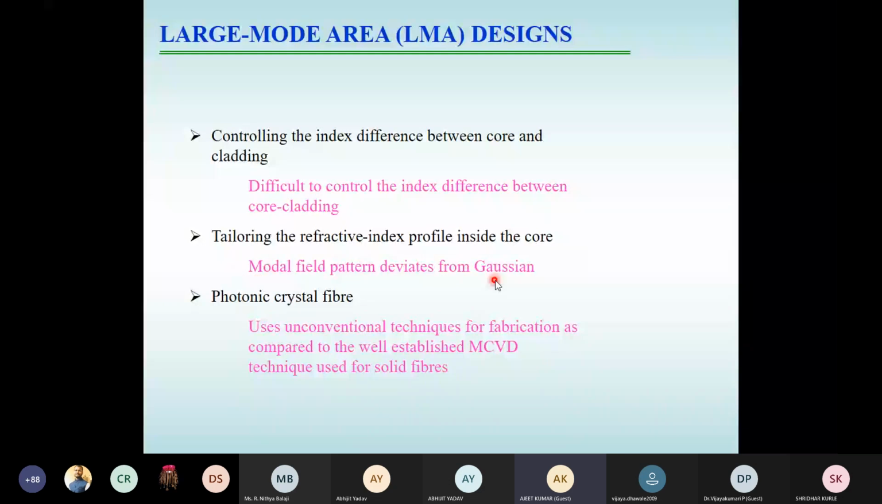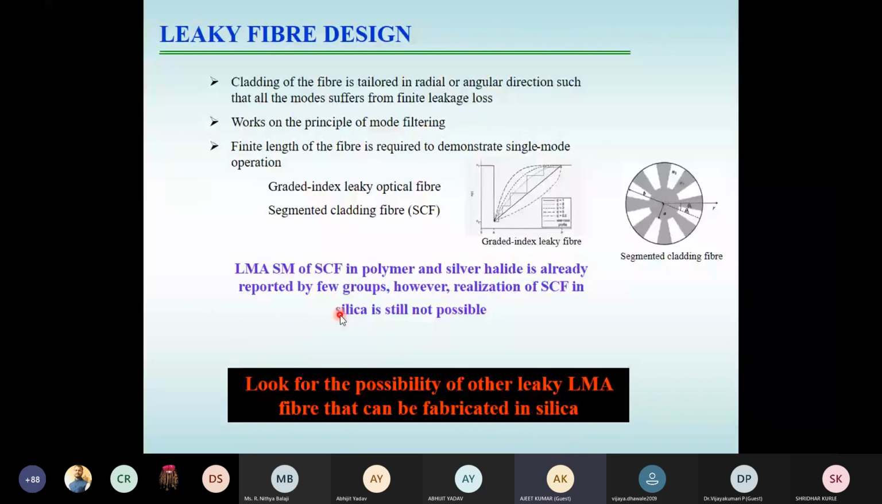Another way which I can classify is the use of the photonic crystal fiber, and we'll discuss photonic crystal fiber also in the coming lectures. What we are actually working on is a fiber which is an LMA fiber, called leaky fiber. We have a number of designs we have already given, and all are based on one principle, so I will try to focus on the principle.